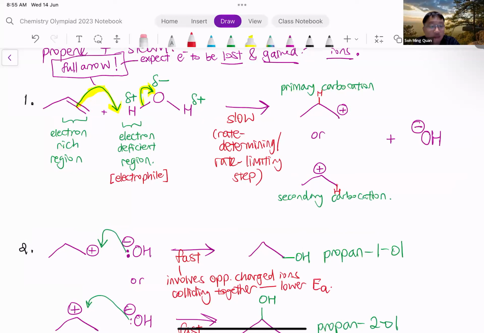Now, in terms of stability, the secondary is more stable. A secondary carbocation ion is always more stable than a primary one. So the rule is, the more carbon atoms you have next to a positive charge, the more stable it would be. So a secondary carbocation ion has two carbon atoms next to the positive charge. So this makes it more stable. If it's more stable, this means it will be formed in a greater amount.